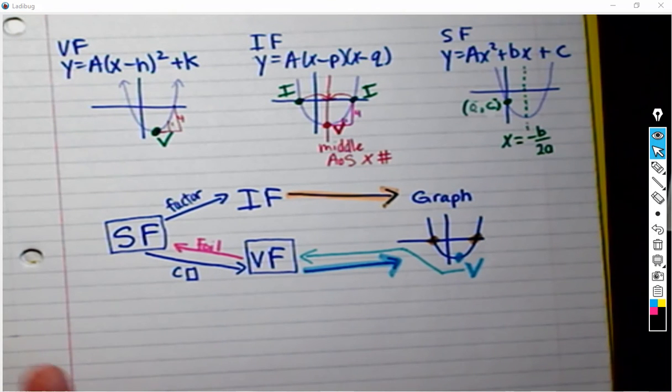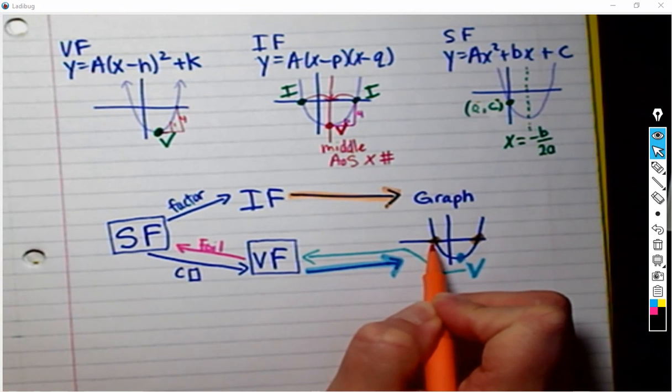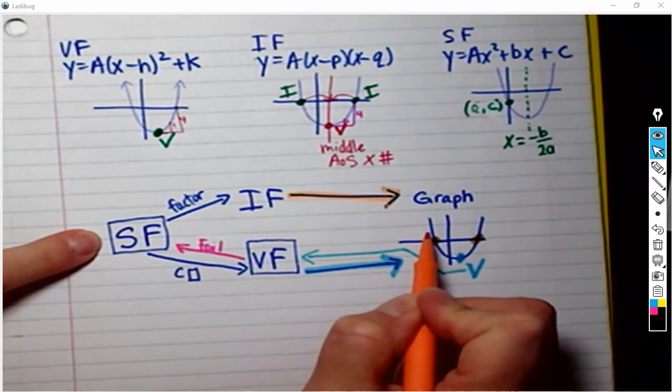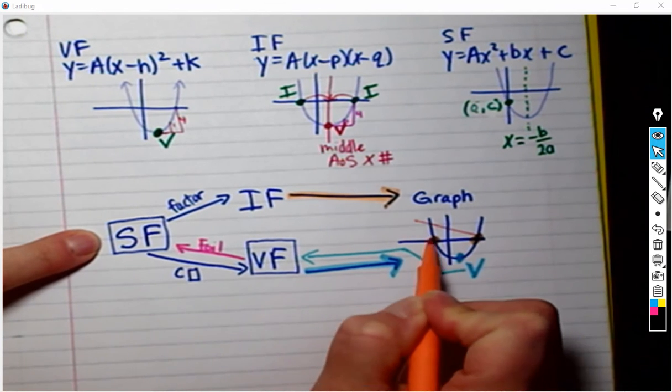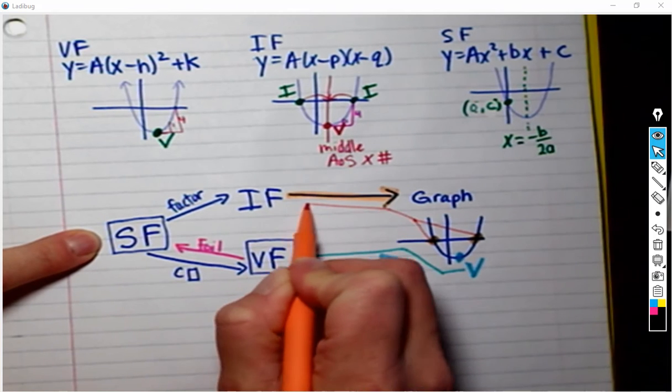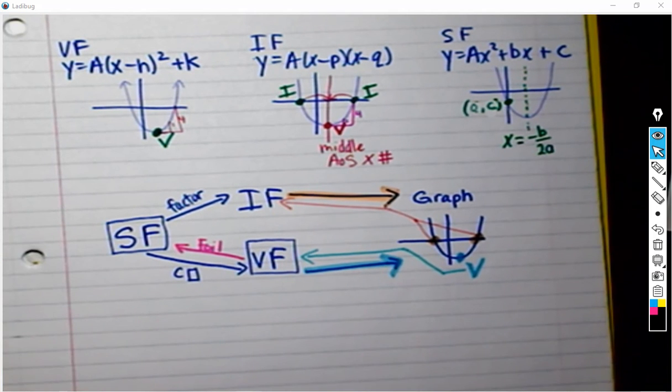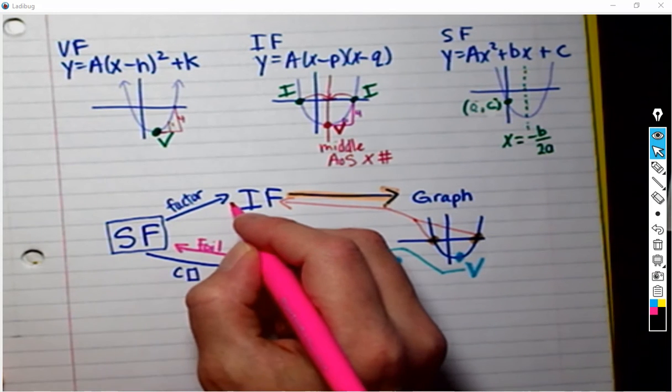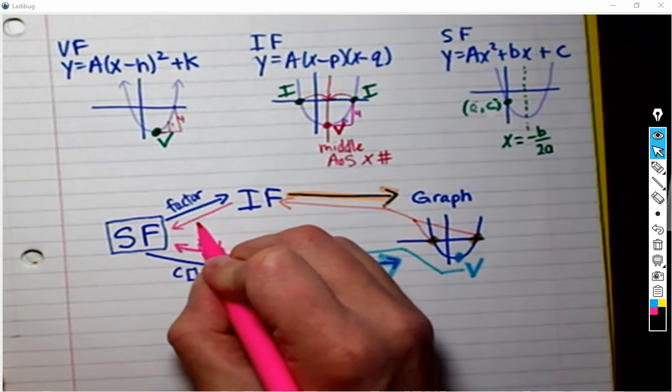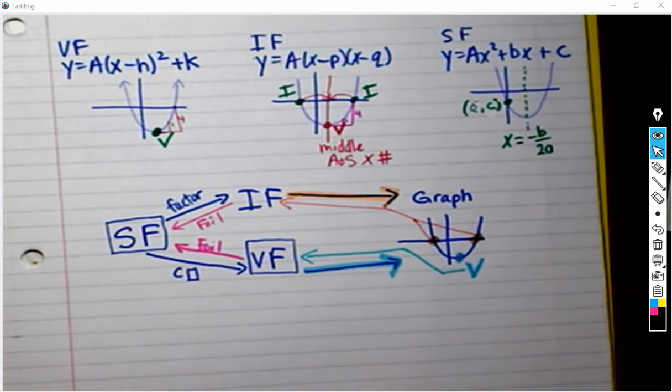Okay, so if I want to go from the graph to standard form, I could choose to go through intercept form. It depends upon what you see on the graph. Now, how do you get from intercept form to standard? You FOIL. FOIL, multiply, expand.